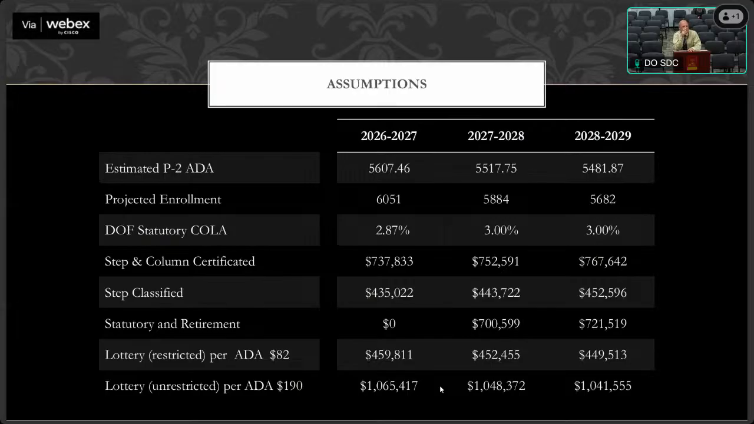I've also included the step and column for certificated and classified, projecting what there's usually a 2% increase across the board and 1% for classified. Also, statutory retirement rates are going up for the 27 and 28, 29 years. And then I also like to include the lottery. That's issued to us on a per ADA basis. Restricted is $82 and unrestricted is $190 per ADA. So those are those calculations for you.